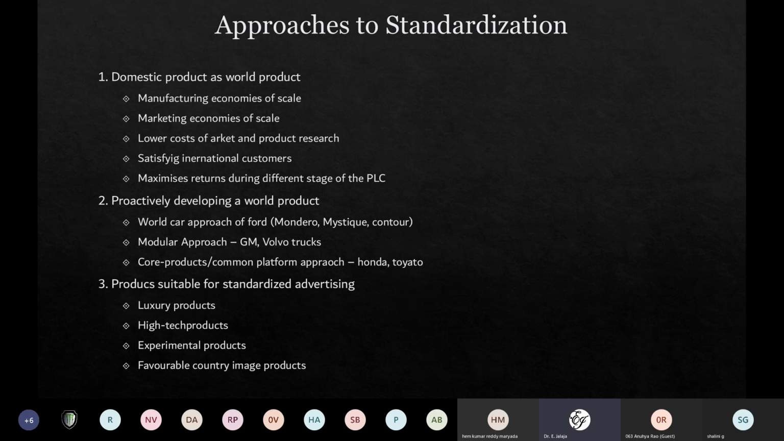Okay, and next, advertising. How? Whether you want to project it as a luxury product, or as a high-tech product, or maybe you are communicating your product as an experimental product or a favorable country image product. See, when you communicate your product to the market, first you must have clarity on where you have the scope to get maximum attention from the customers. If you are projecting it as a luxury product, you definitely need to standardize your product to that level. If you say my product has a speciality with technology, the latest technology, it definitely should be the latest. It definitely should be the best.